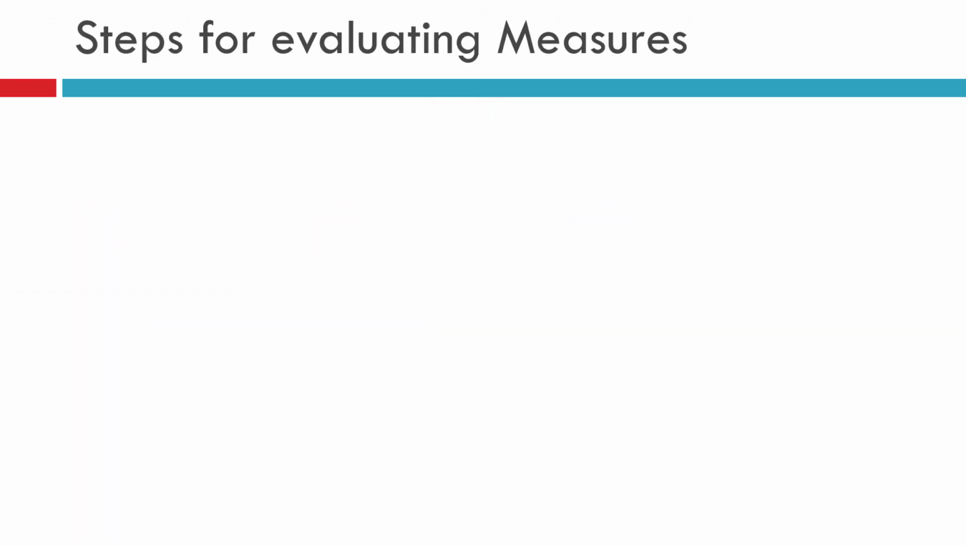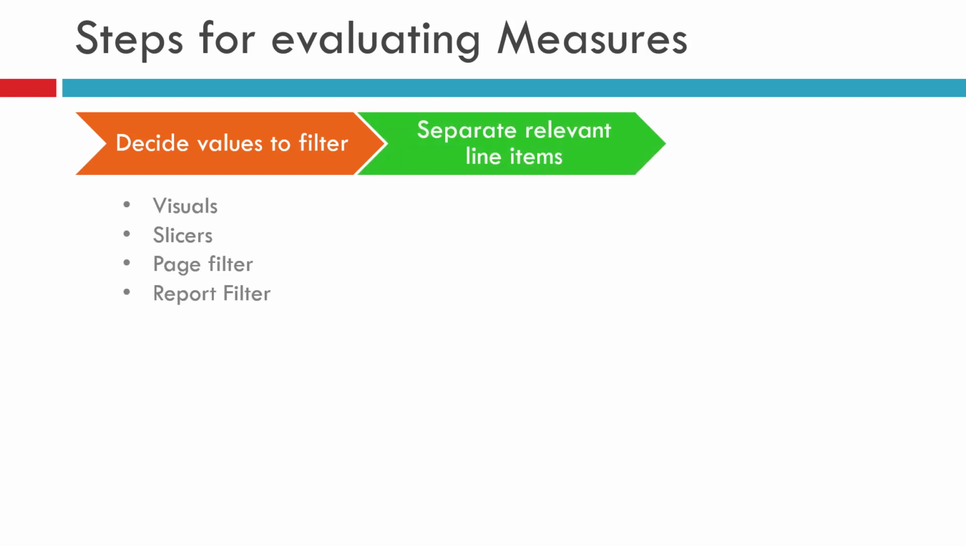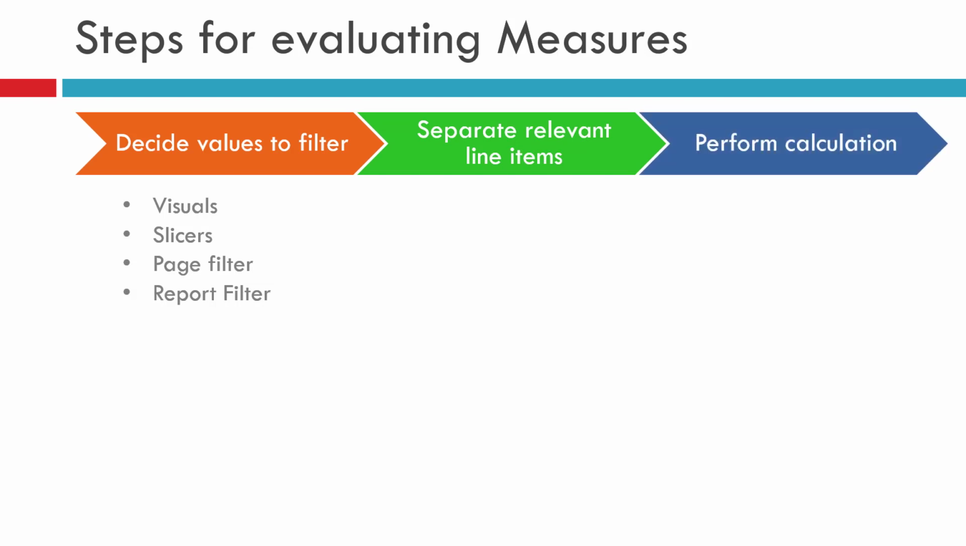So let us compare what exactly happens in the original 3-step process and now the 4-step process. The original process is as follows. The first step is to get the filter context from visuals, filters, slicers, and so on. The second step is to pull out the records from the table inside the DAX engine memory. And finally, performing the mathematical operations.